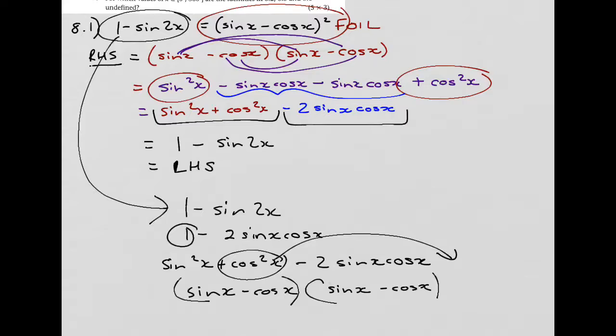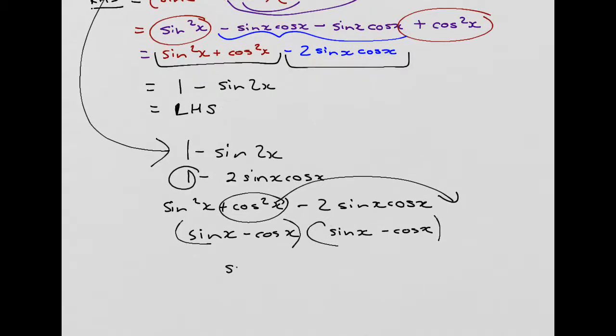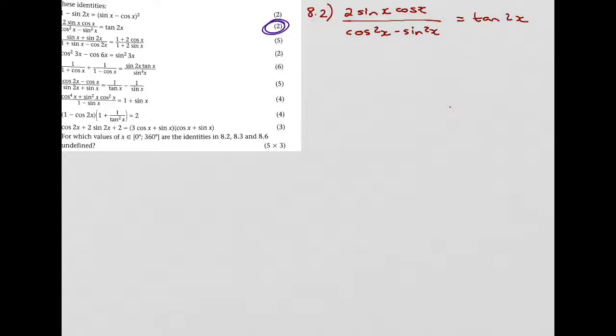And then realize that that is the same as the left-hand side, sine x minus cos x all squared. Sorry, the right-hand side. So it's doable, but I think the right-hand side was the easier side to work with. All right, for 8.2, I've made a note here. It's only for 2 marks, so it's something very quick.